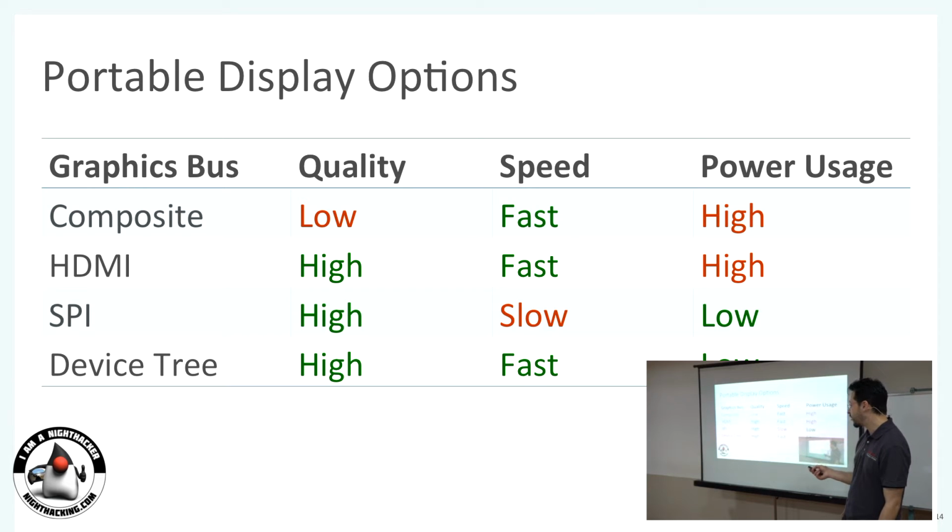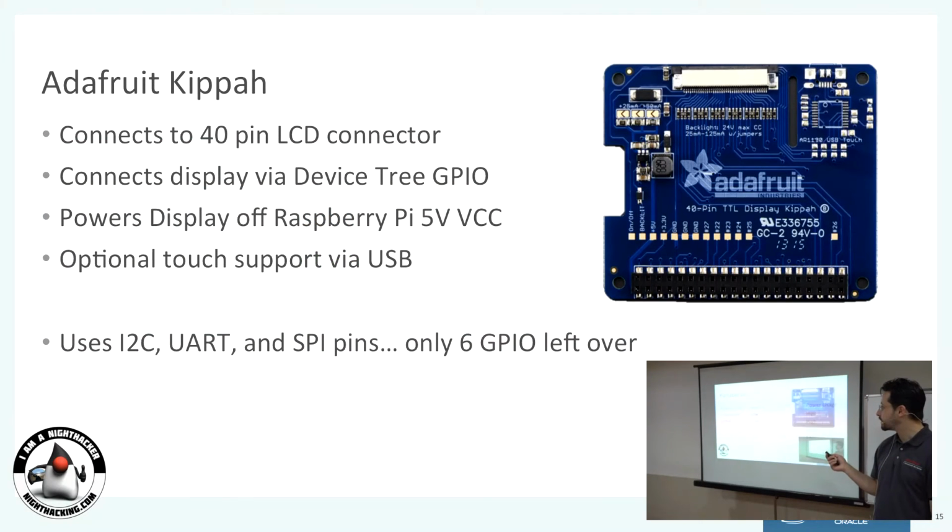Device tree support is the last one, and this is a hack, but it works quite well. Basically, you convert the GPIO pins to be used as LCD pins instead by adding a new device tree file to the Raspberry Pi's boot sector. Adafruit sells an adapter board like this, and it hooks up to the GPIO pins. It has an LCD out. It maps the GPIO pins to the LCD pins. And because it's a direct LCD connection, there's no conversion happening to a composite or HDMI signal.